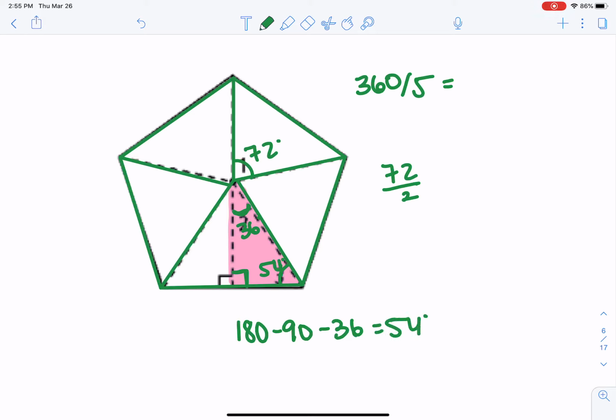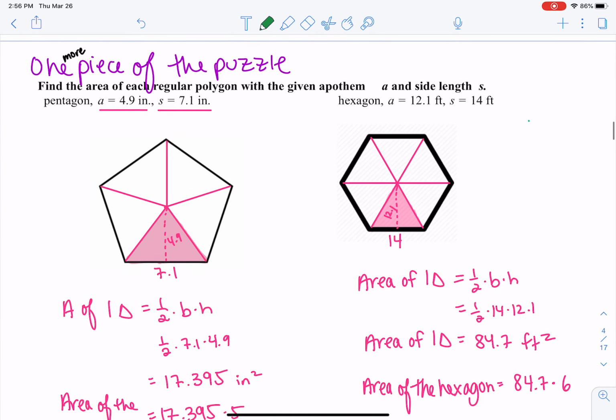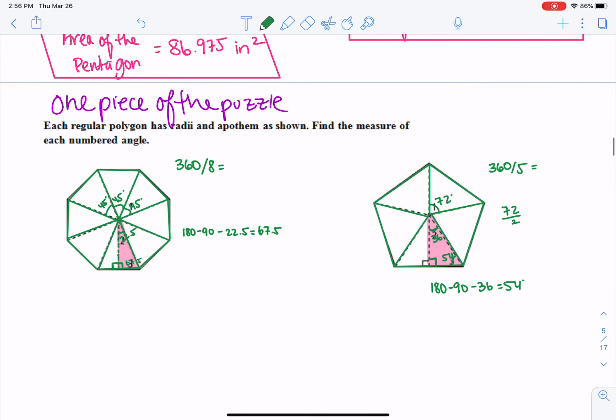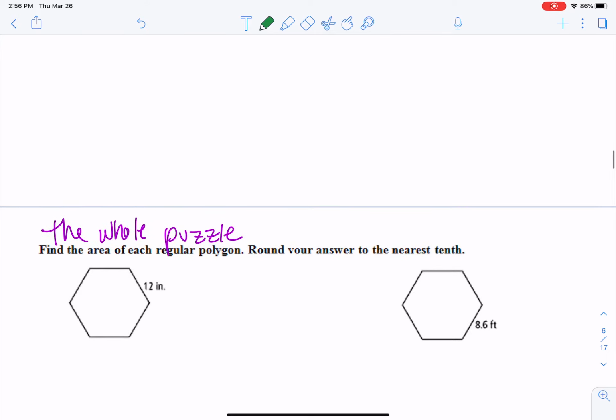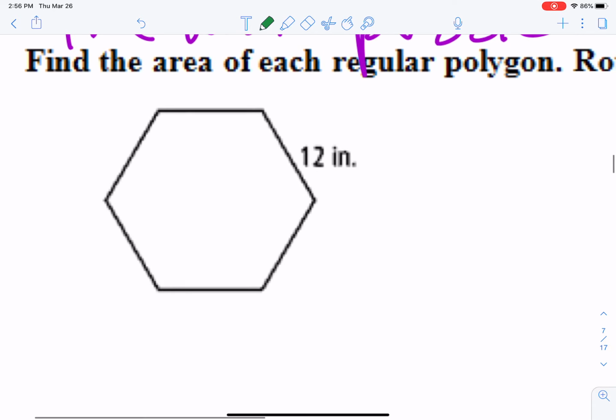Feel free to email me if you have questions about that, but we are going to put that whole puzzle together. In the beginning, I was showing you how to find the area when you know the apothem and the sides. Then we used this to figure out what the angles are. Now we're going to put it all together. So what if you do not have as much information as they gave you the first time? What if they only gave you one of the sides?